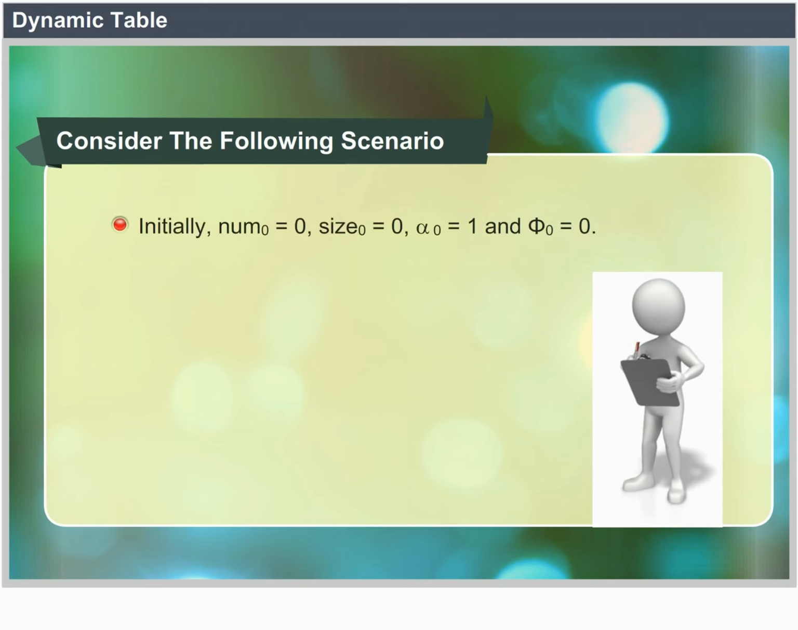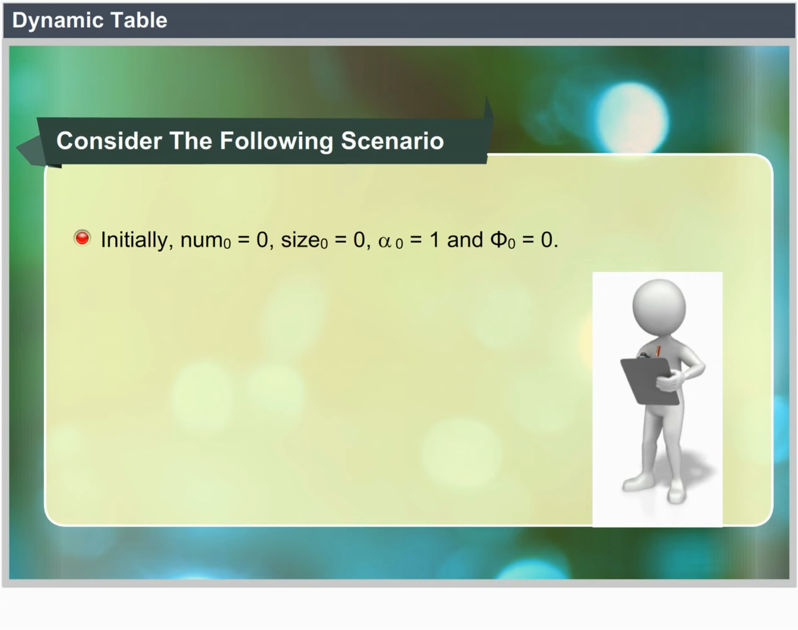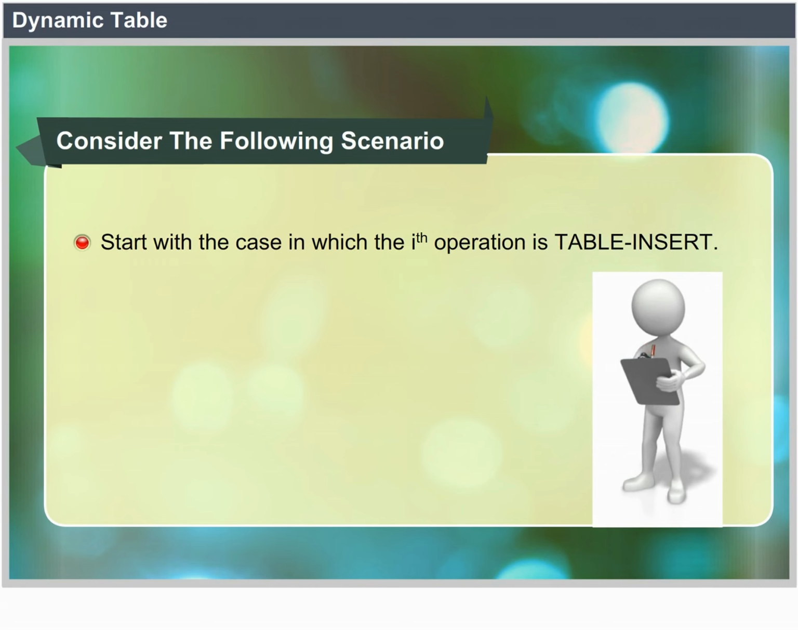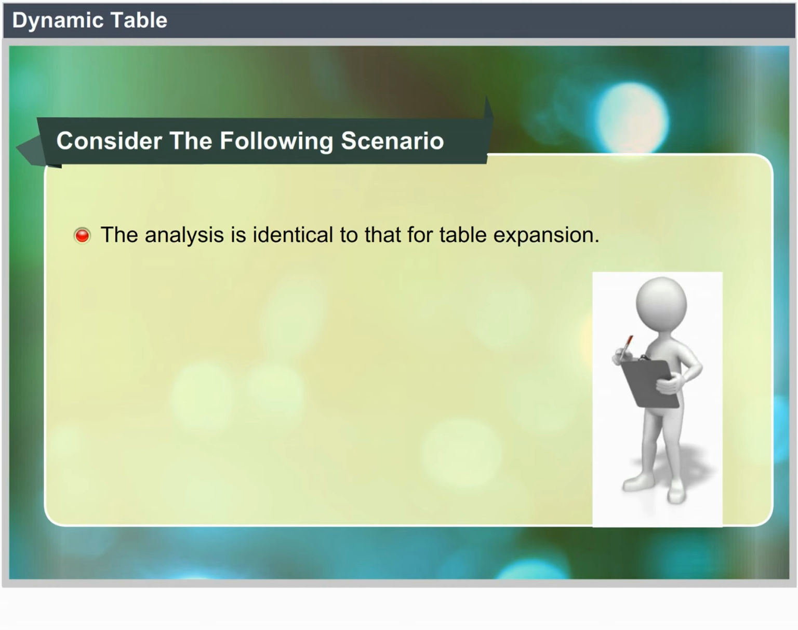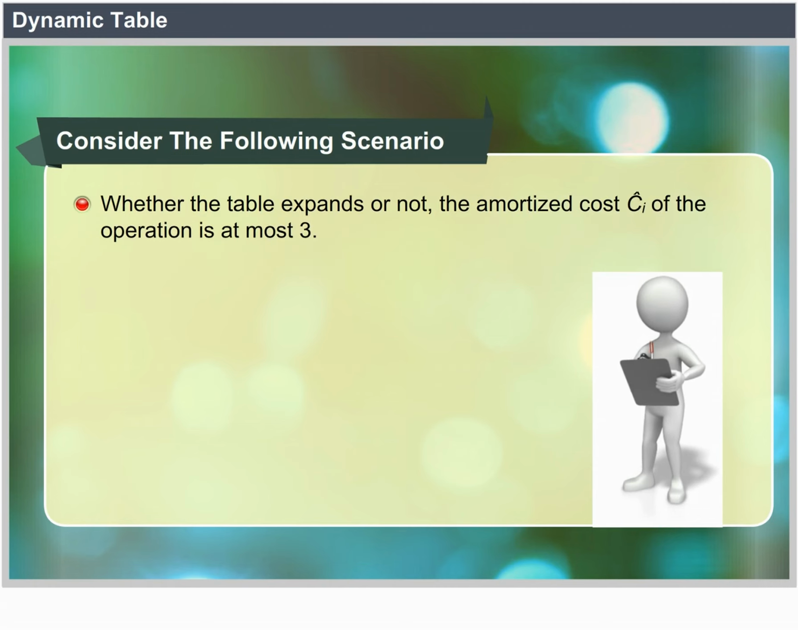Initially, num not equals 0, size not equals 0, alpha not equals 1, and phi not equals 0. Start with the case in which the ith operation is table insert. The analysis is identical to that for table expansion. Whether the table expands or not, the amortized cost Ci cap of the operation is at most 3.